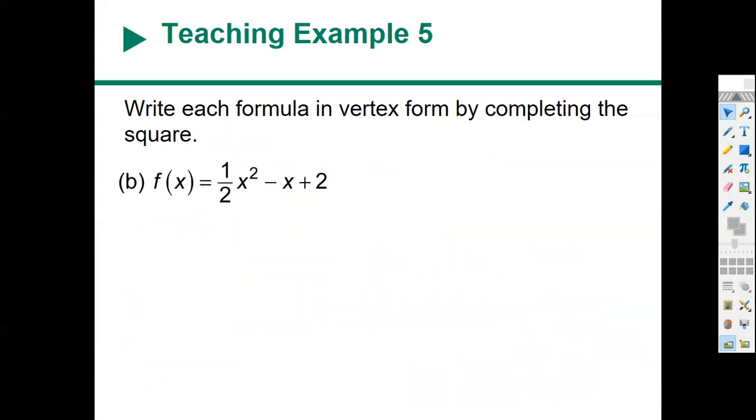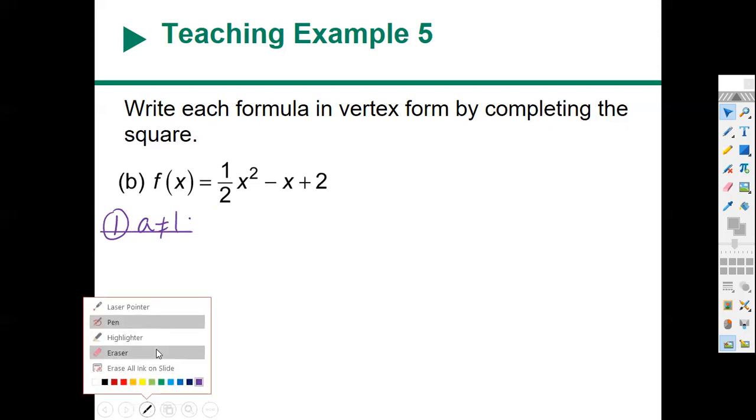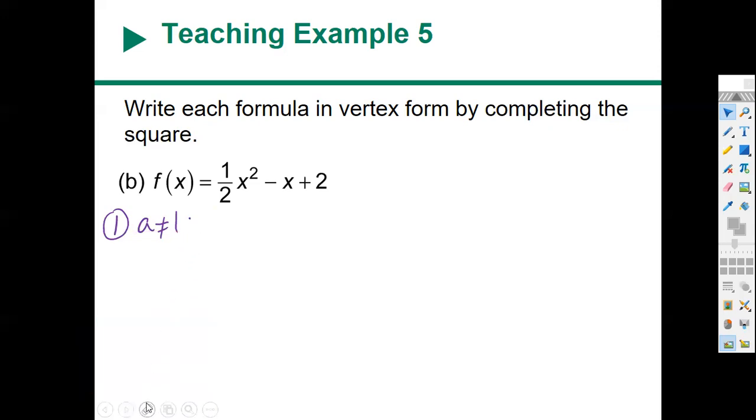Okay. So, we're going to look now at completing the square when your A does not equal 1. So when we look here, our A does not equal 1. So what do we do when A doesn't equal 1? Well, when this happens, you have to multiply or divide. So we're going to multiply or divide to get rid of it.